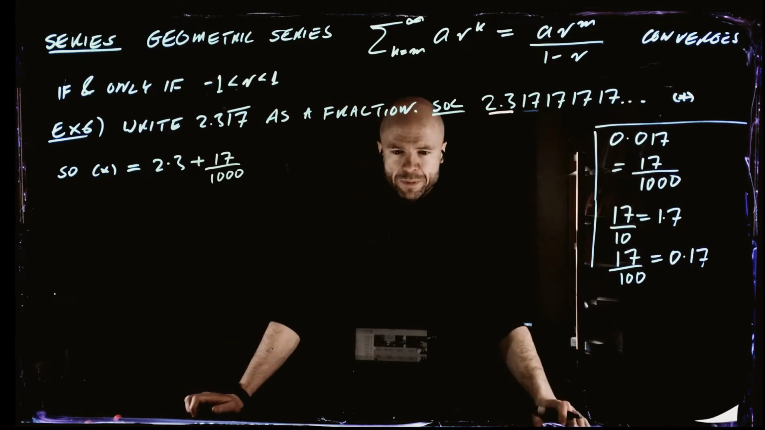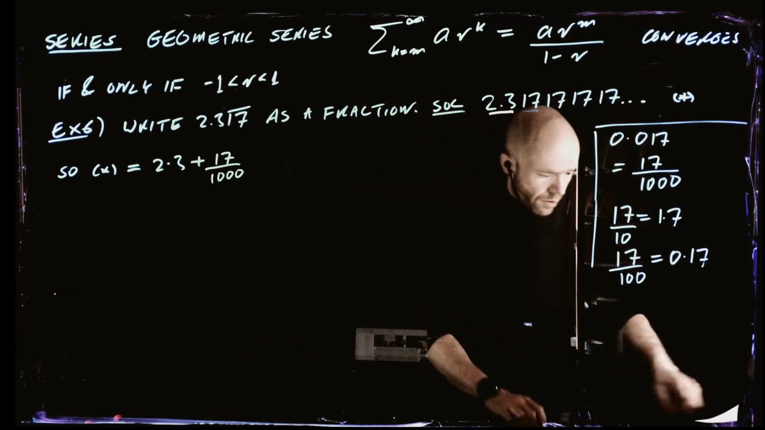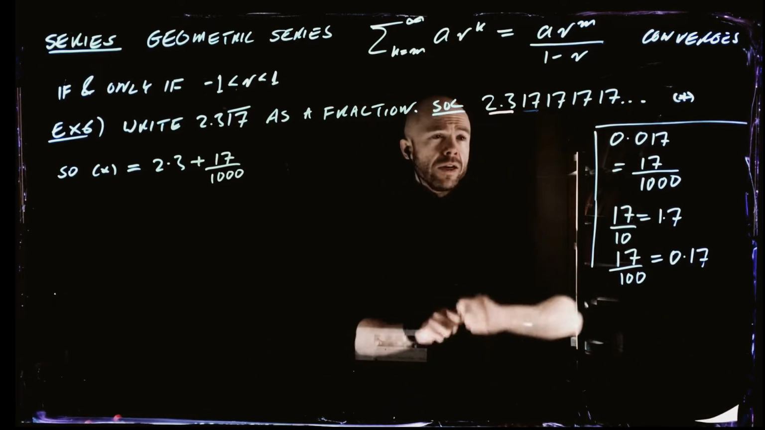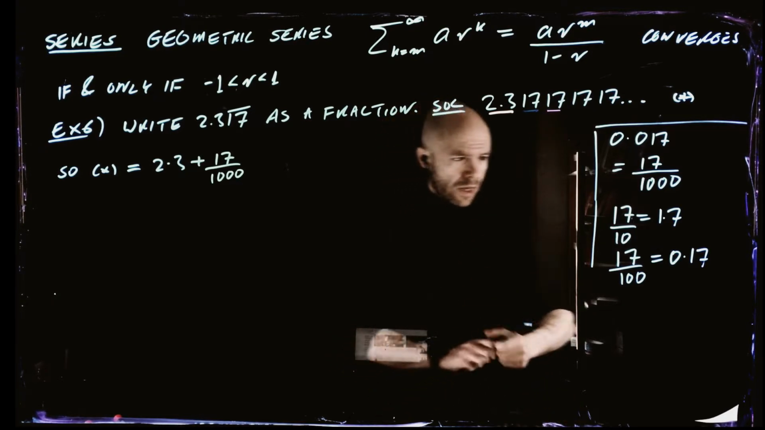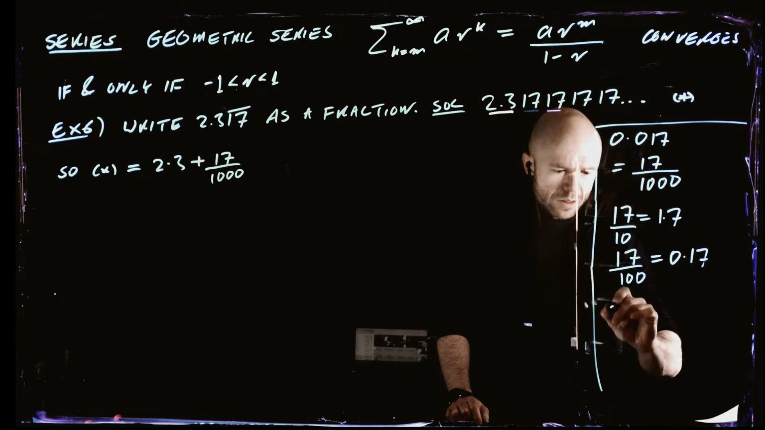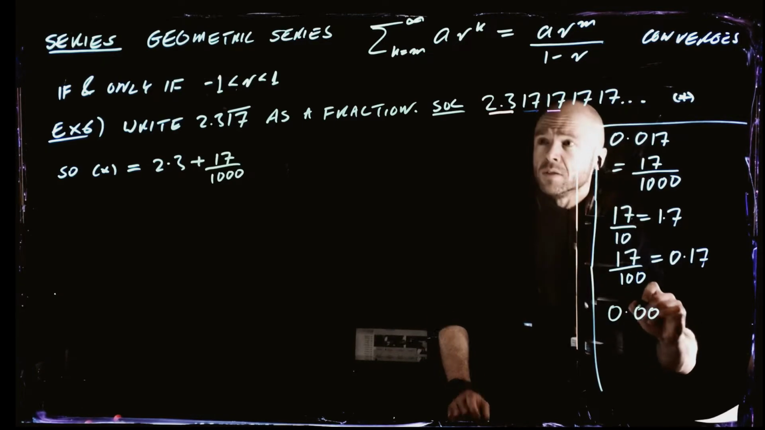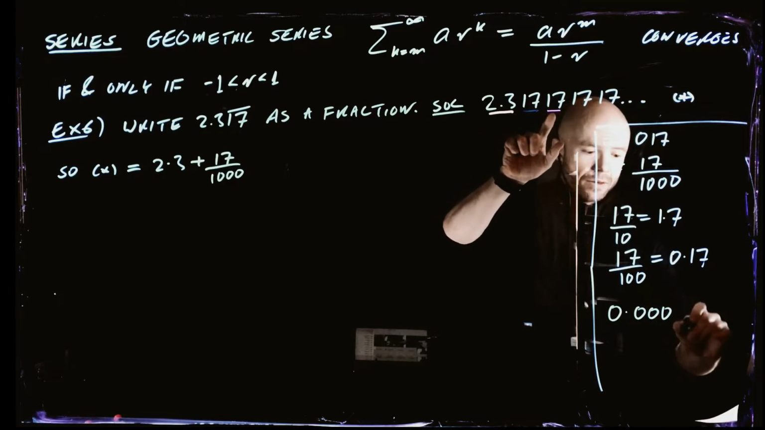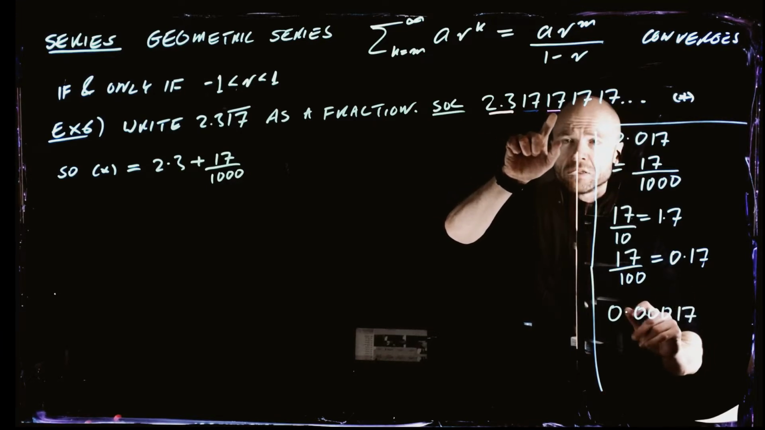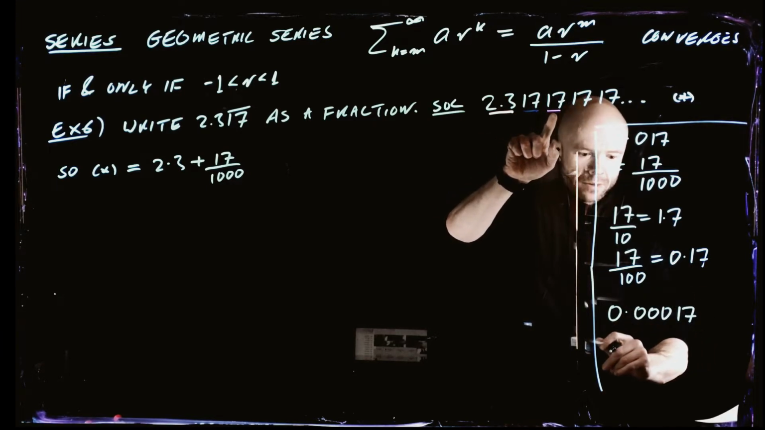Okay, everybody happy with this? Give me a thumbs up if you're with me. Okay, good. And then we want to get the next 2 digits after that, right? So we want to get these next 2 digits, and that's the same as adding 0.000 and then 17. That would give us these 2 digits here. You see what I mean?